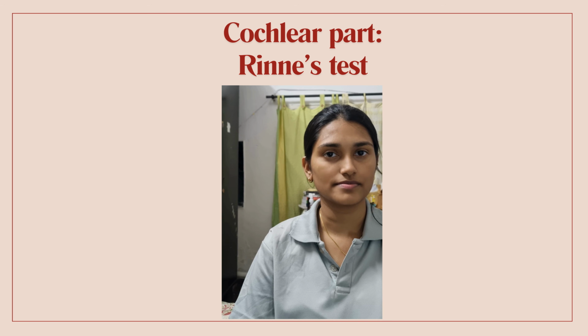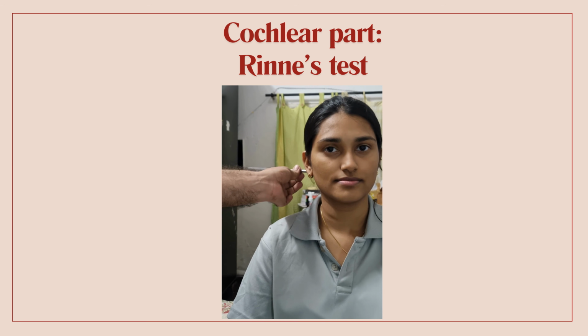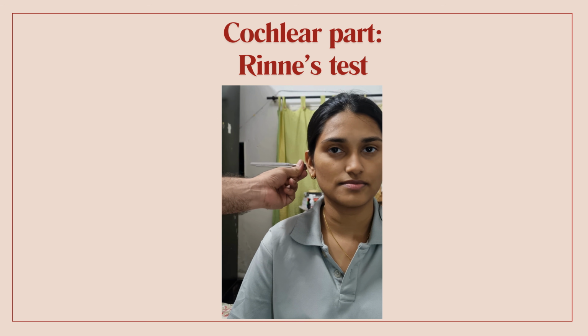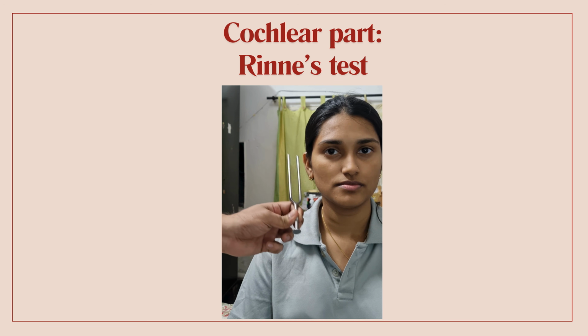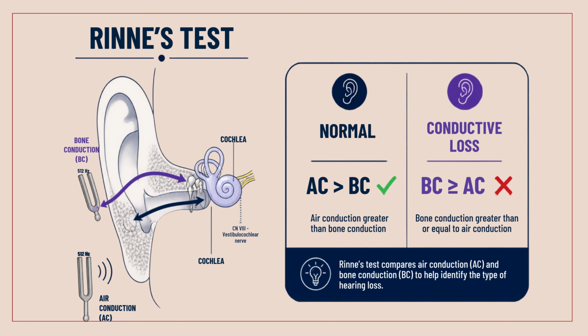loss. The two classical tests are Weber and Rinne. Let's start with Rinne. We compare bone conduction with air conduction. Normally, air conduction is greater than bone conduction. So, air conduction greater than bone conduction is a normal finding. If bone conduction is greater than or equal to air conduction, this suggests a conductive hearing loss in that ear.